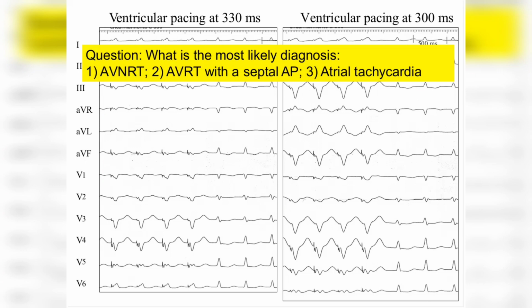So you are voting, and we can tell now the results. Okay, very, very good. 87% of you mentioned that this is a tachycardia that is related to a septal accessory pathway, because there is fusion in the surface QRS, and we can tell that there is fusion because the morphology is constant at each rate, but is different when we compare this 330 pacing cycle length with the 300 millisecond pacing cycle length. Okay, very good.